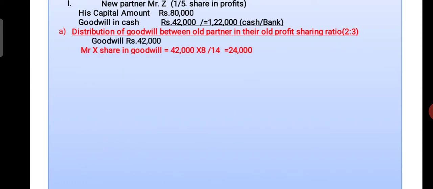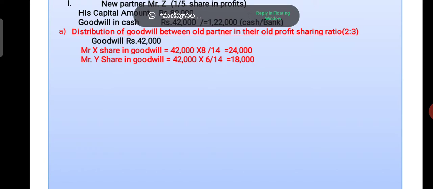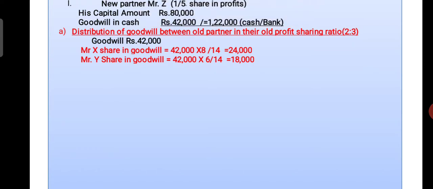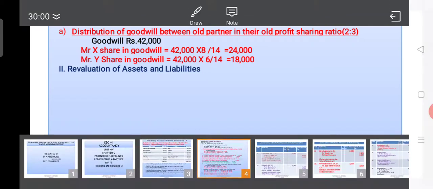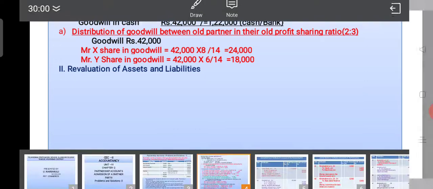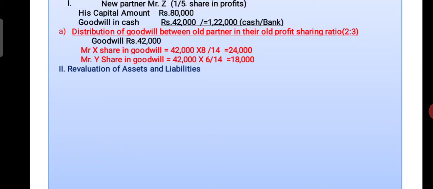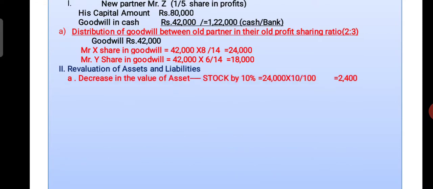Say goodwill amount 42,000. We have to distribute this goodwill amount between the old partners according to their old profit sharing ratio. So 42,000 into 8 by 14, we will get 24,000. That is the share of Mr. X. Similarly, Mr. Y's share in goodwill, 42,000 into 6 by 14, is 18,000. After distributing the goodwill, now we can go to the revaluation of assets and liabilities. Under the second head, we have to calculate the revaluation of the assets and liabilities.